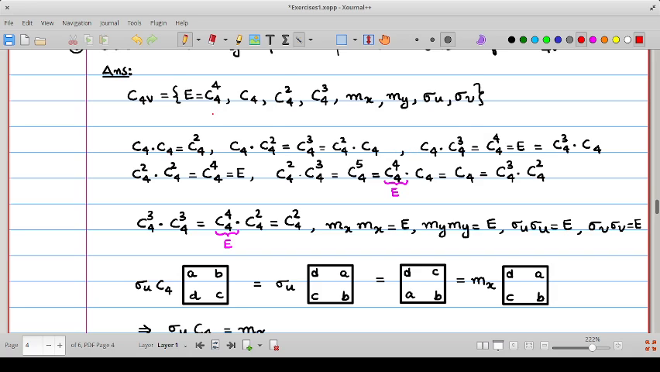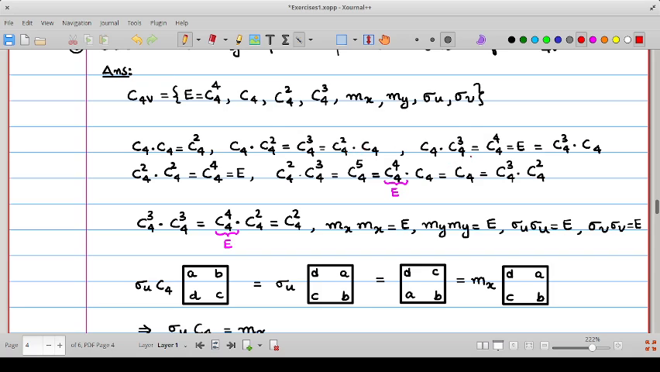Certain multiplication operations can be obtained very easily. For example, C4 times C4 is C4 square, which is a rotation about an axis perpendicular to the plane and passing through the center of the square by an angle of 90 plus 90, 90 followed by 90, which is 180, or pi radians. Similarly, C4 times C4 square is equal to C4 cube, which is rotation by 3 pi by 2. And we also see that this is also equal to C4 square dot C4.